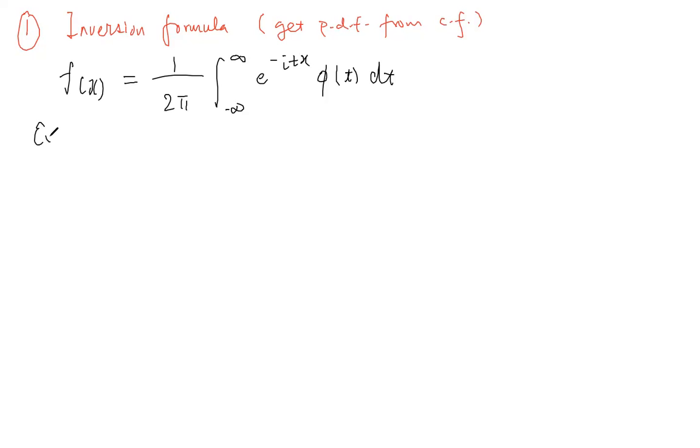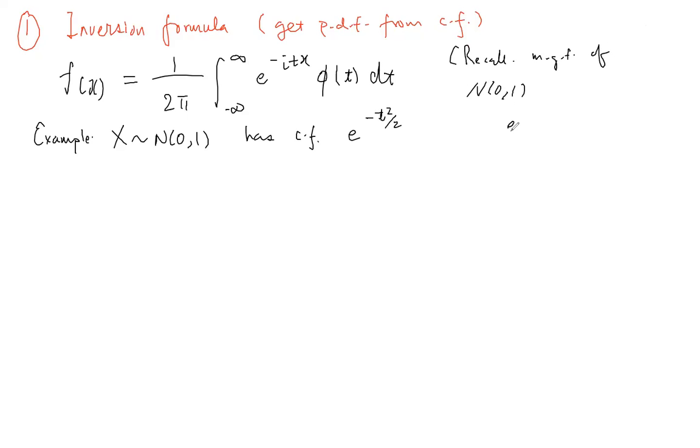So let's look at an example here. We look at the standard normal. The standard normal has characteristic function given by e to the minus t squared over 2. If you recall, the moment generating function of the standard normal is equal to, well, in general, for N(mu, sigma squared), it is e to the mu t plus sigma squared t squared over 2, right?